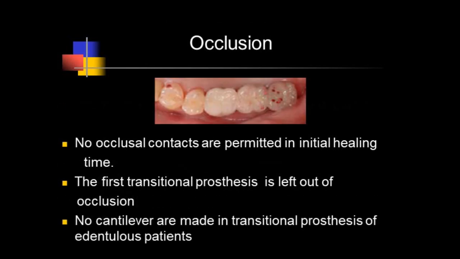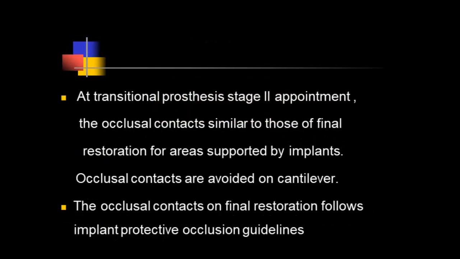The next element is occlusion. So the dentist gradually intensifies the occlusal contacts during prosthesis fabrication. No occlusal contacts are permitted in the initial healing time, and the first transitional prosthesis is left out of occlusion, and there should be no cantilever made in the transitional prosthesis of edentulous patients. And at the transitional prosthesis stage 2 appointment, occlusal contacts are similar to those of the final restoration for areas supported by implants. However, occlusal contacts are avoided on cantilevers. And finally, the occlusal contacts on the final restoration follow the implant protective occlusion guidelines, and the occlusal table is also kept narrow.